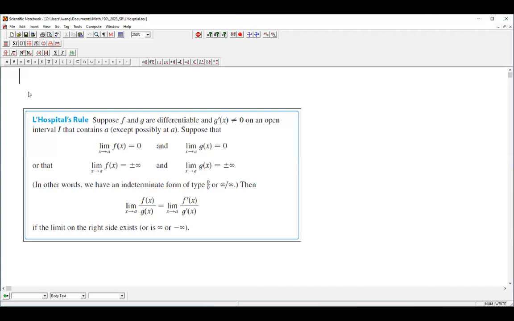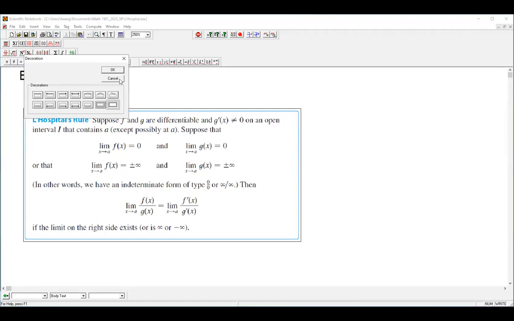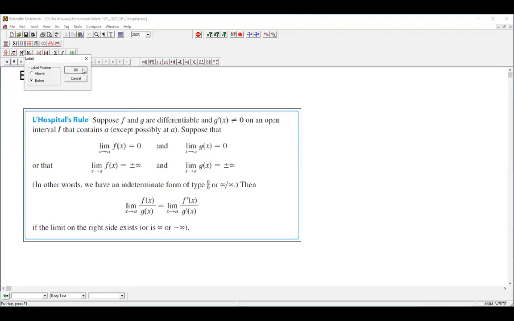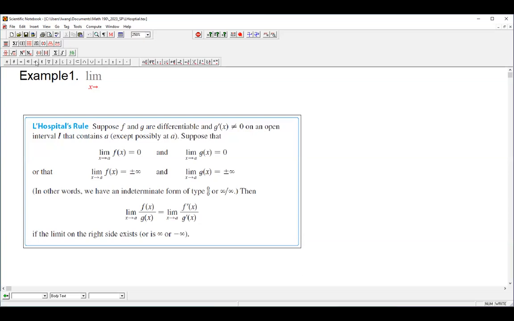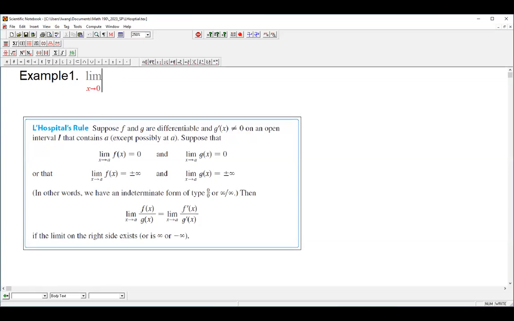with a trig function. Okay, example number 1. The first one is that we're taking limits. And this limit is limit as x approaching 0, and we're taking limit of tangent 3x over sine 2x. Okay.